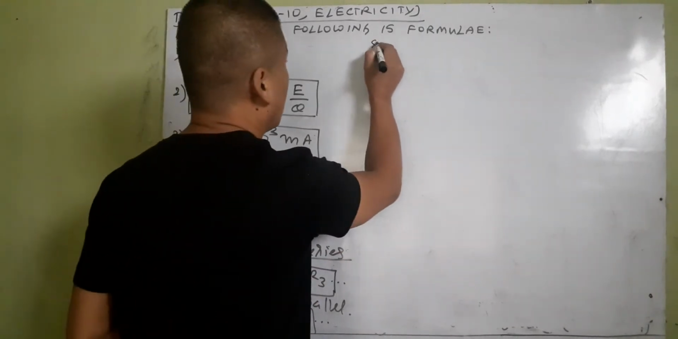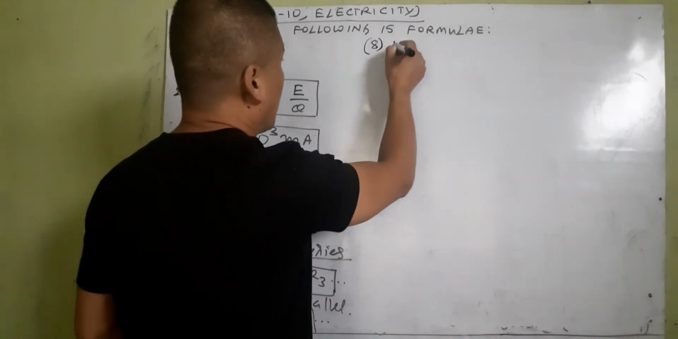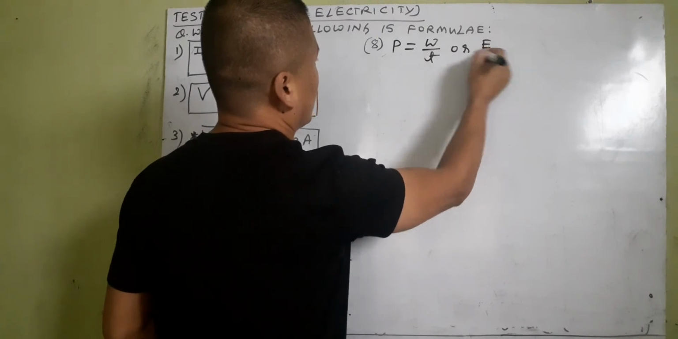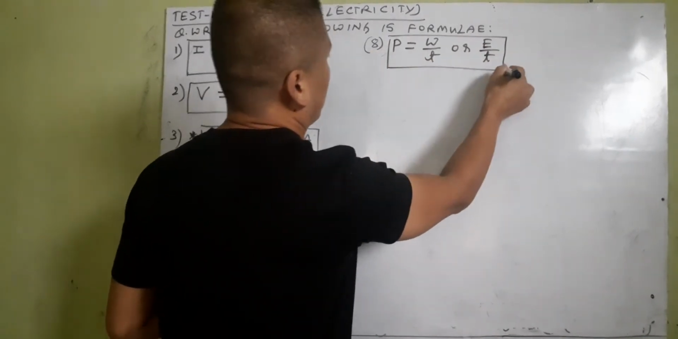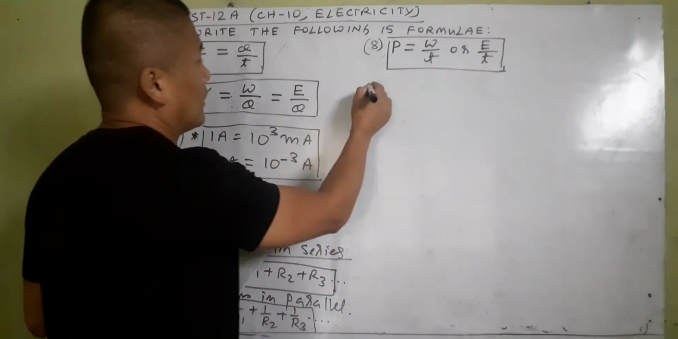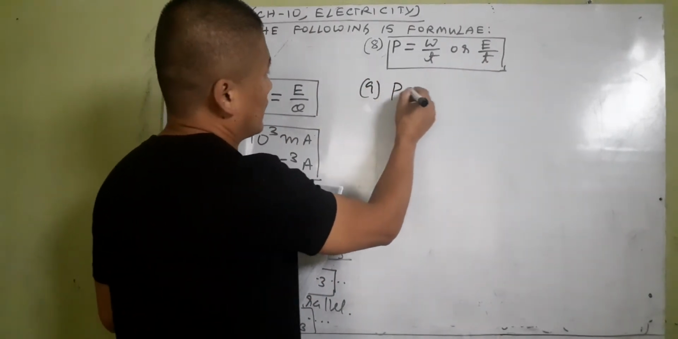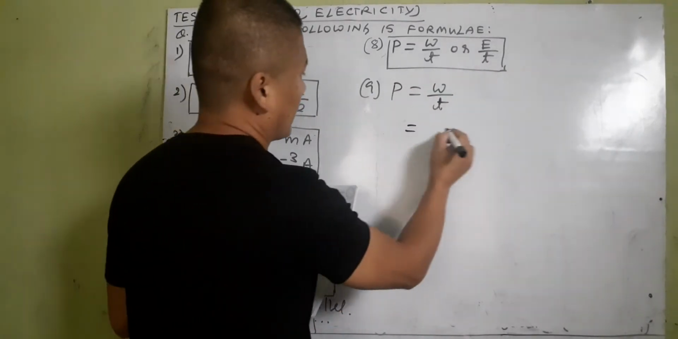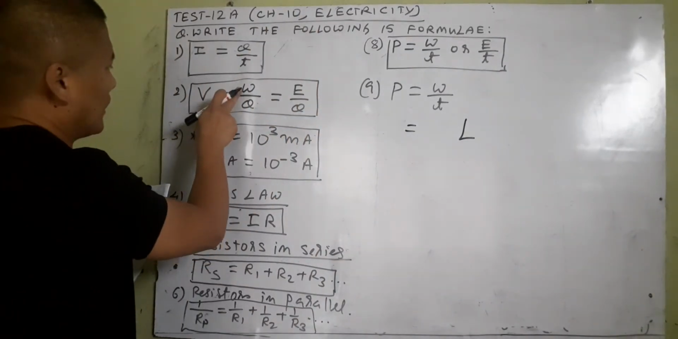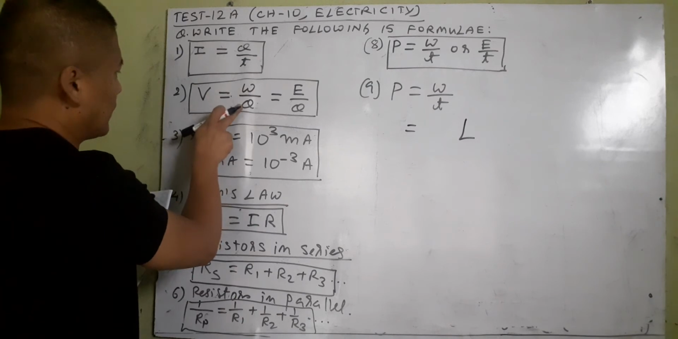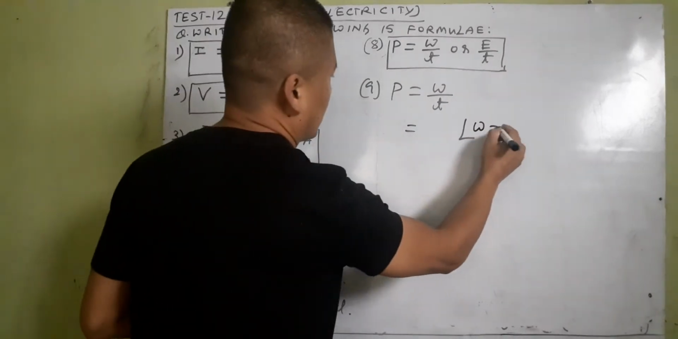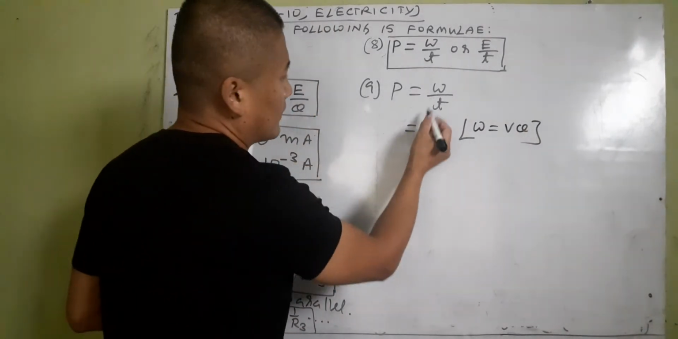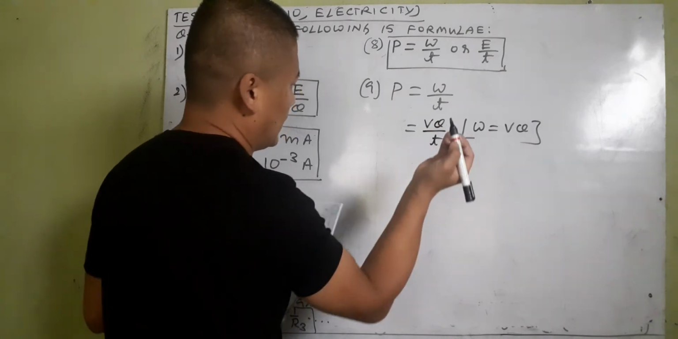Next, the 8th formula. Power is equal to work divided by time, or work is energy, so energy by time also. So this is the basic formula for power, just memorize it. And number 9, power is equal to W by T, which we just learned. If you shift, W equals V into Q, because Q will go up. So in place of W, we can put VQ by T.